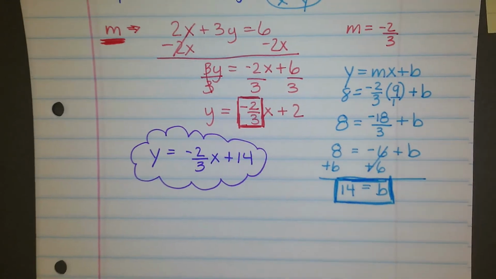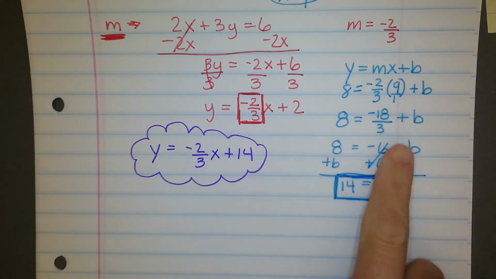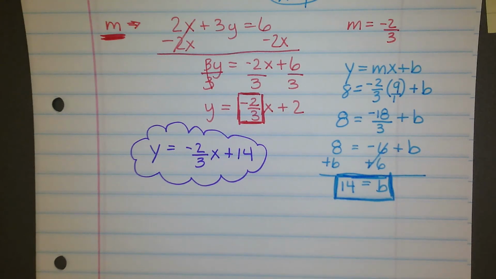So that one was kind of foo-foo. That was nice and easy. Everything worked out pretty. Now we need to take a look at a messy one. So what we're going to do is transition to perpendicular.